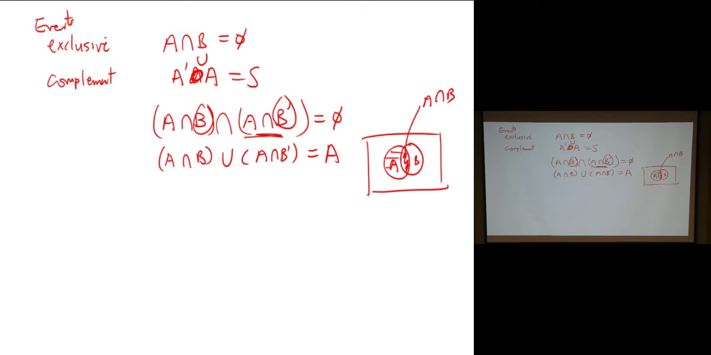And what about this part? It must belong to A, but it does not belong to B. So put it together. That's why the probability of A is equal to the probability of A intersect B plus the probability of A intersect B complement. Right?